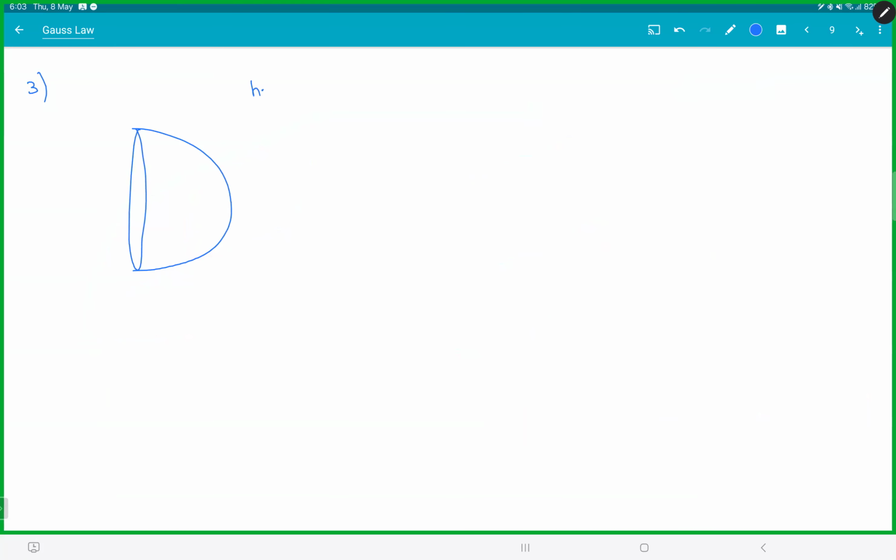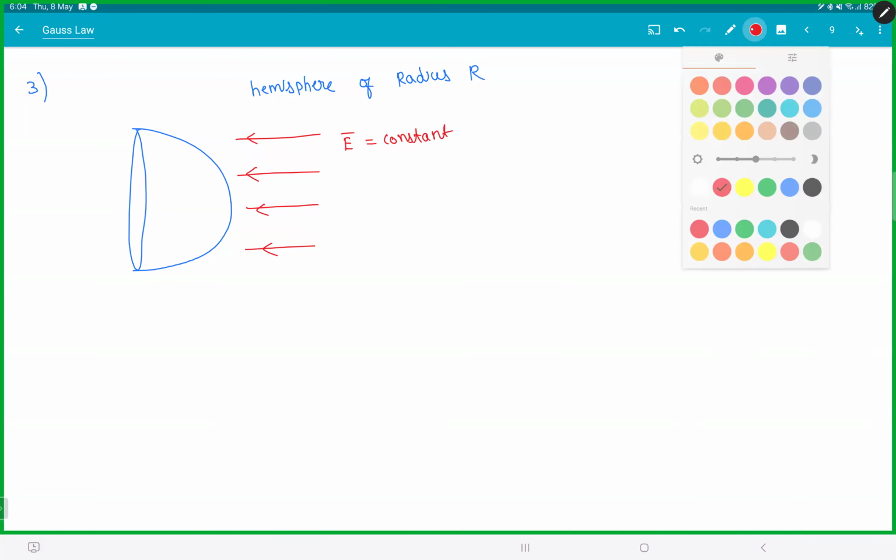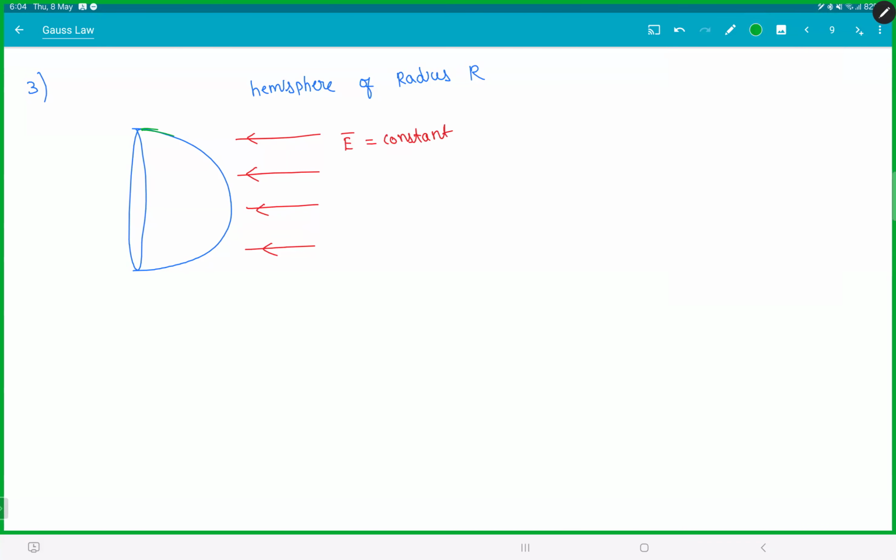We have a hemisphere of radius r. We have field E here, constant field. Find the flux passing through the curved surface. I want you to find the flux on this shaded surface, the green one.